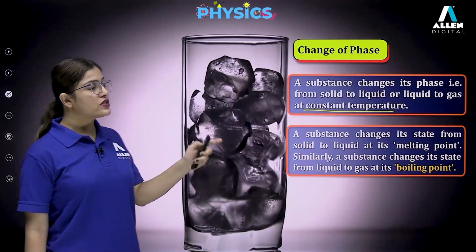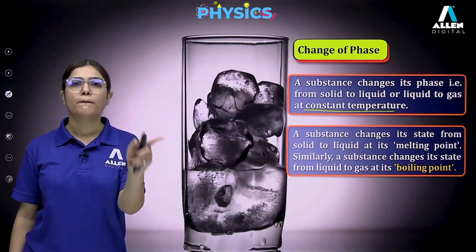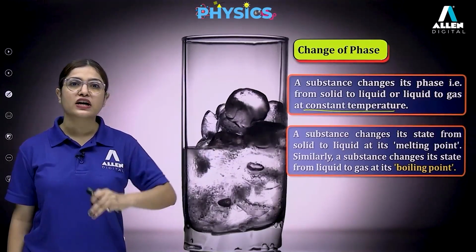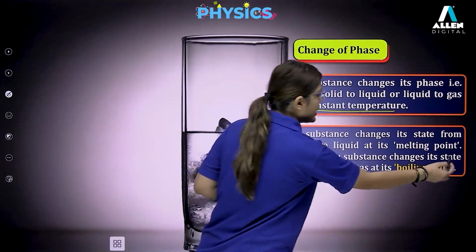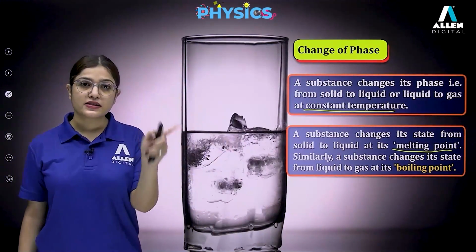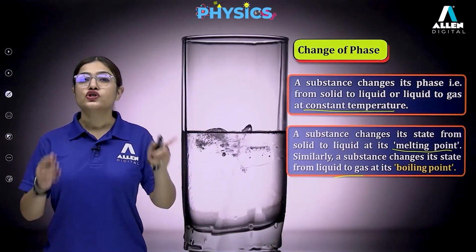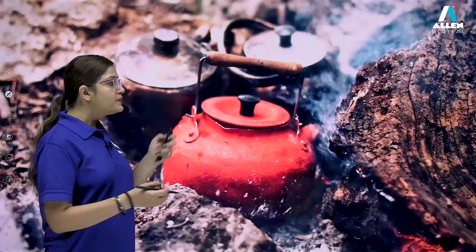A substance changes its state from solid to liquid at its melting point. When the solid starts changing its phase into liquid, it happens at the melting point. Similarly, a substance changes its state from liquid to gas at its boiling point. So here we have 2 points, melting point and boiling point.